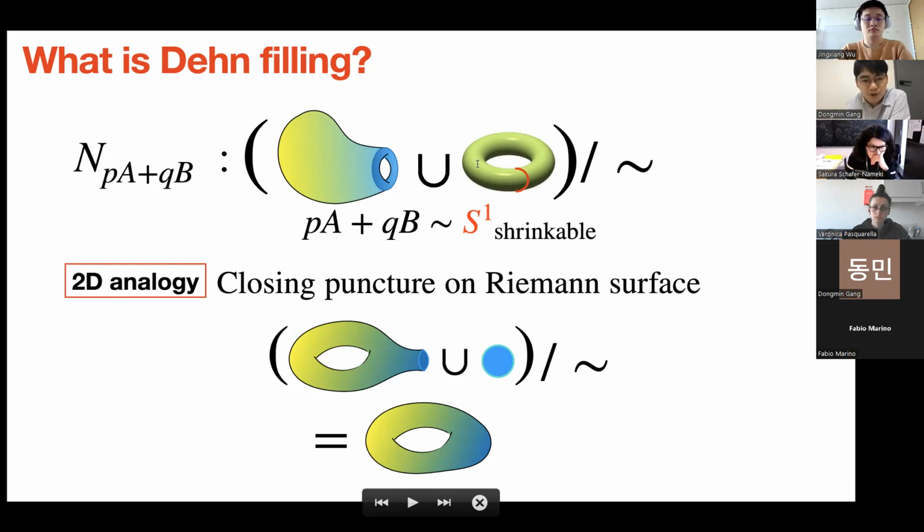So we have more choices, and in this way we can construct infinitely many closed manifolds starting from one single 3-manifold with a torus boundary. In my talk, N always denotes a 3-manifold which is hyperbolic and has a torus boundary.